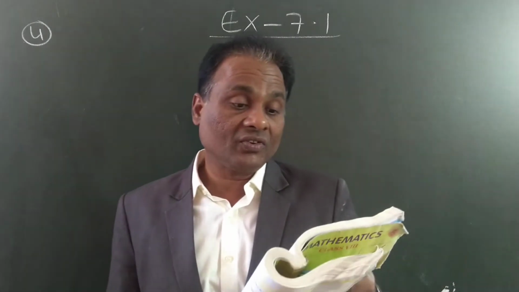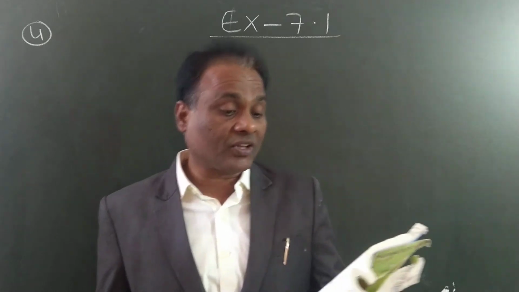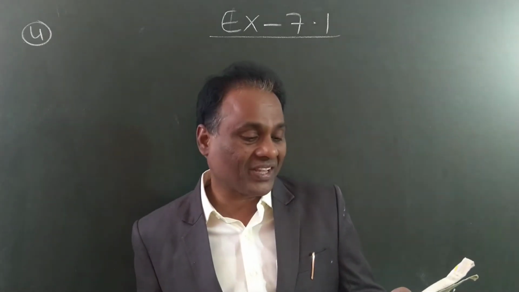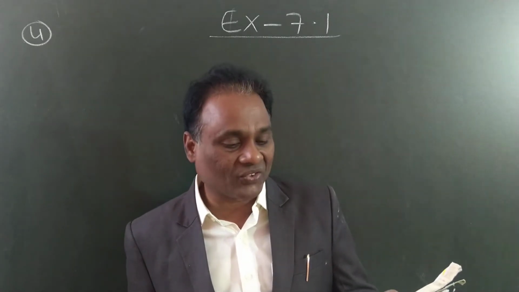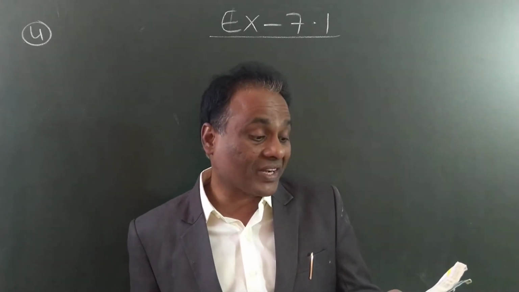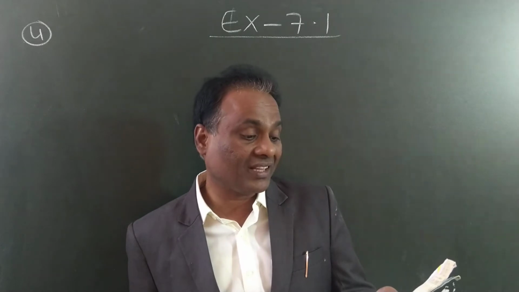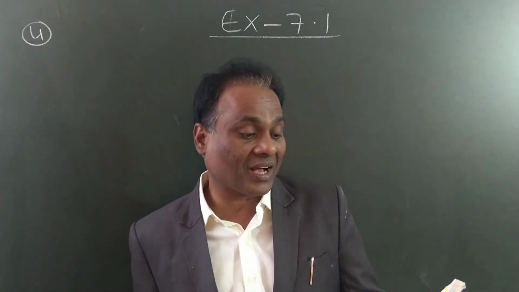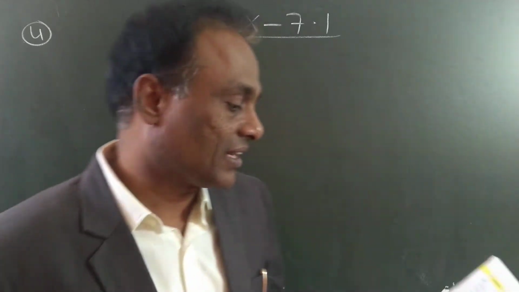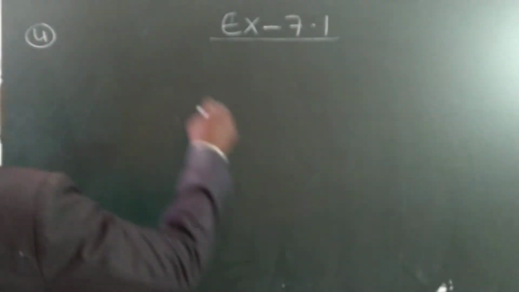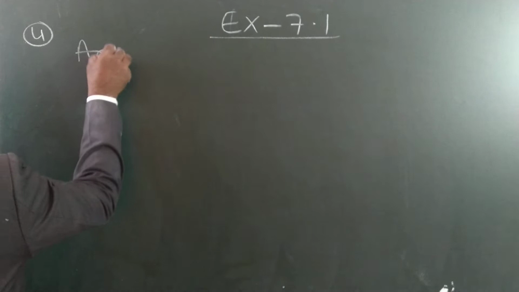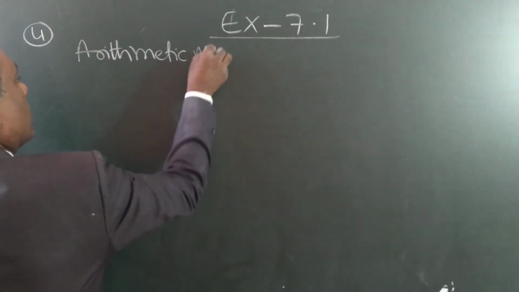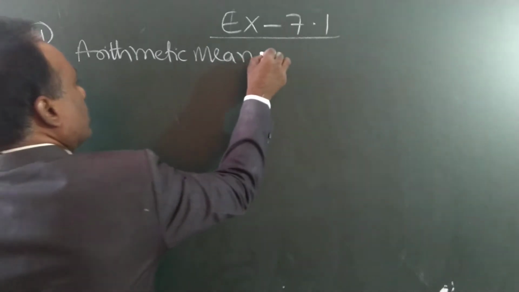The arithmetic mean of 9 observations is 38. But in doing so, an observation 27 is mistaken for 72. So find the actual mean of the data. See here. Don't write. Very difficult problem.